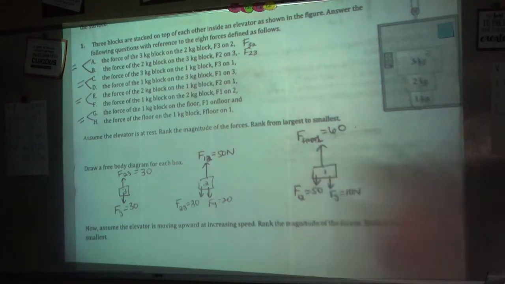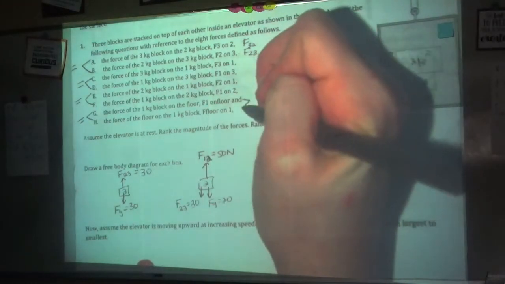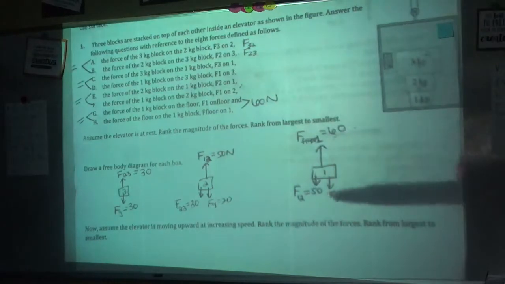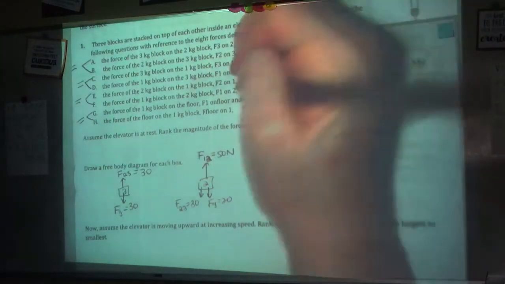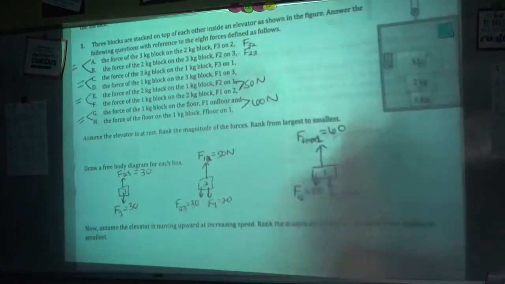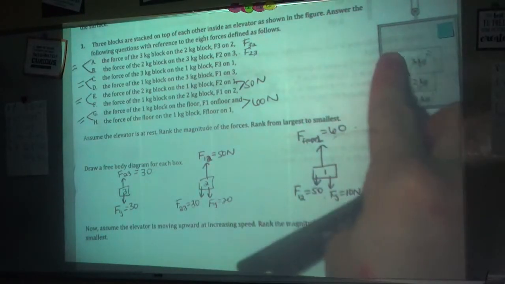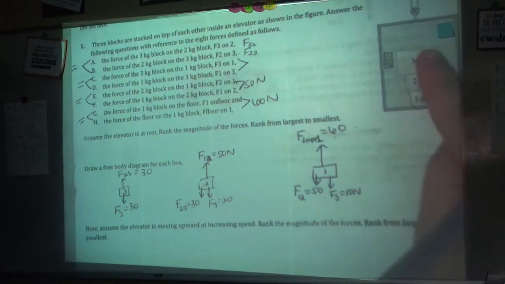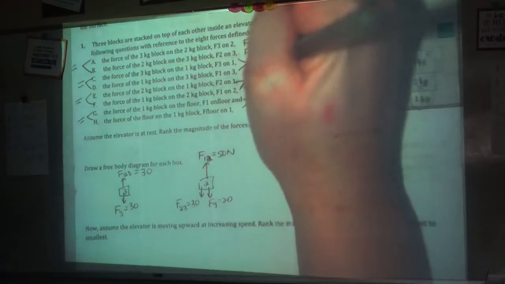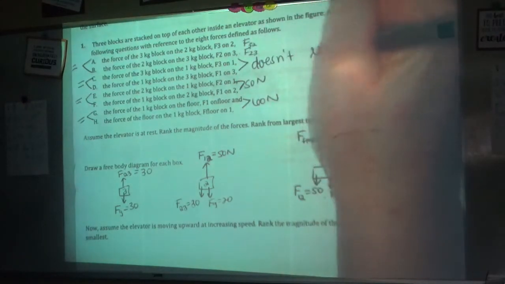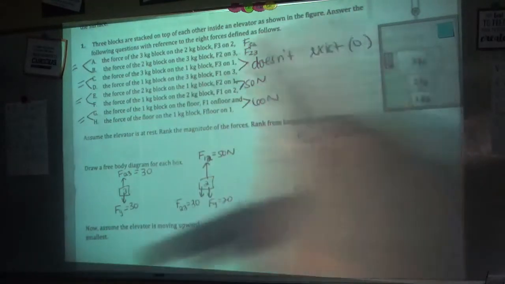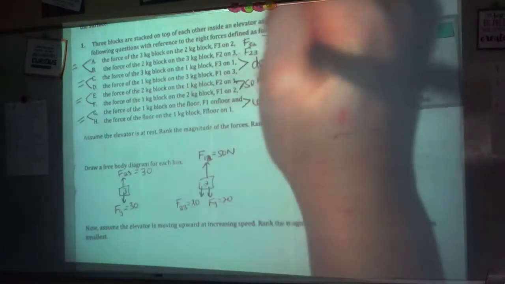So the floor on 1 and 1 on the floor would be 60 newtons. 1 on 2 and 2 on 1, we said that would be 50 newtons here. 1 on 3 and 3 on 1 actually does not exist. 3 is not physically touching 1, so 3 does not exert a force on 1, and vice versa, so it doesn't exist. Or you could just say that's 0 newtons. And then 2 on 3 and 3 on 2, we said was 30 newtons.